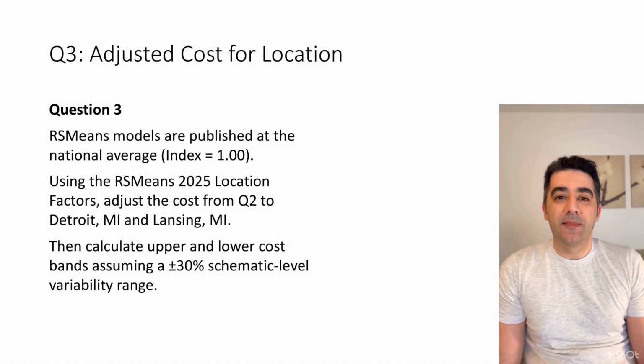Question 3. Using the RSMeans 2025 location factors, adjust the cost from question 2 to Detroit, Michigan and Lansing, Michigan. Then calculate upper and lower cost bands assuming a minus to plus 30% schematic level variability range. The next slide presents the RSMeans location factors table that supports this cost adjustment.